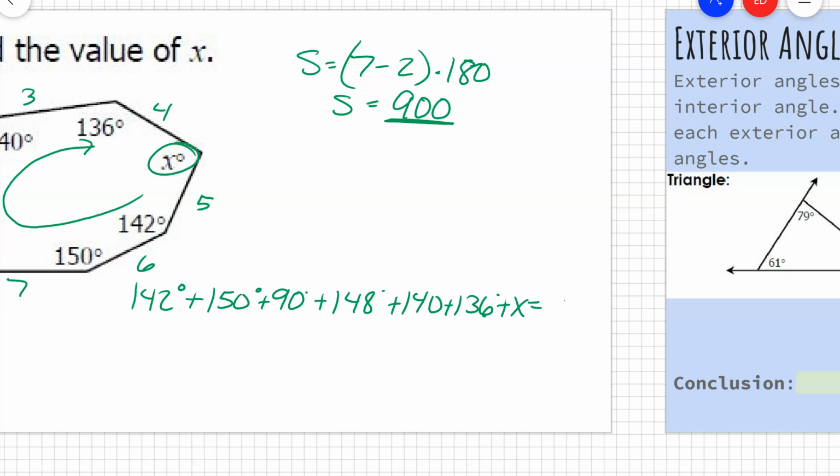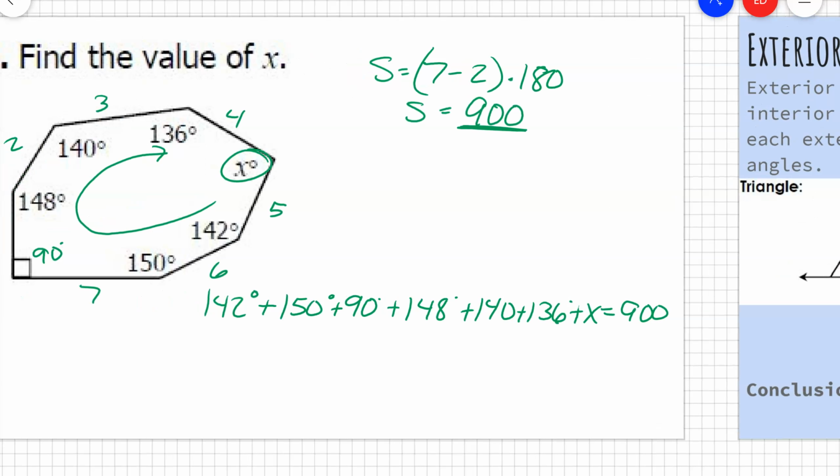Plus x equals 900. Alright, now ideally you can actually just add up all these angles together if you see that it's going to end up being like this, but for this problem I wanted to make sure you understood where I got that number from, because I added all of these together. So I'm going to combine like terms before I start moving anything over. And I ended up with 806 plus x equals 90.